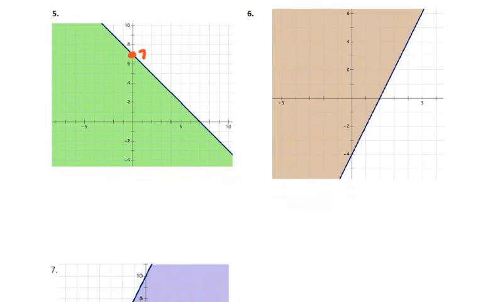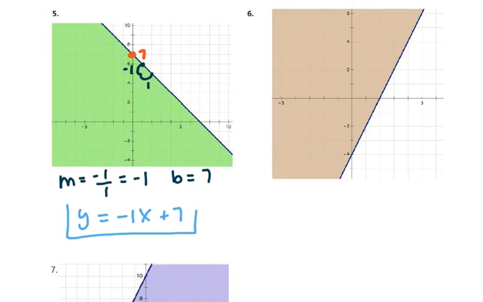Okay, and then we have to figure out the slope from here. So that would be down 1, here's a point, down 1, right 1, negative 1 and 1. So we have a slope of down 1, right 1, which simplifies to negative 1. We have a b of 7. So for our y equals mx plus b, we're going to get y equals negative 1x plus 7.